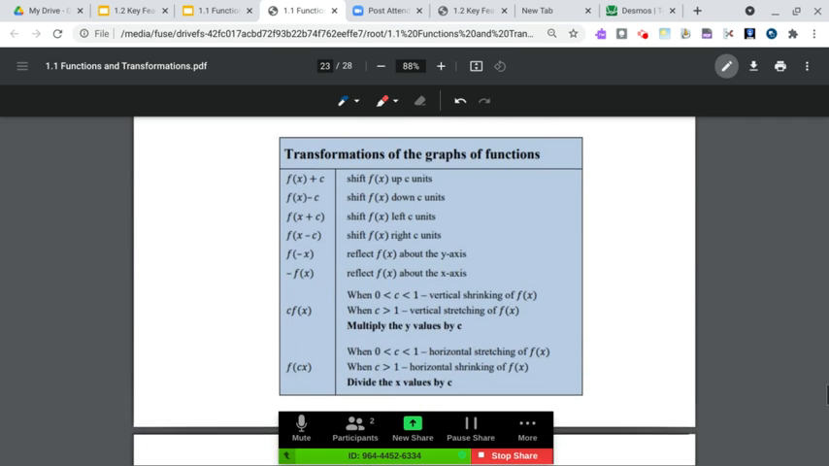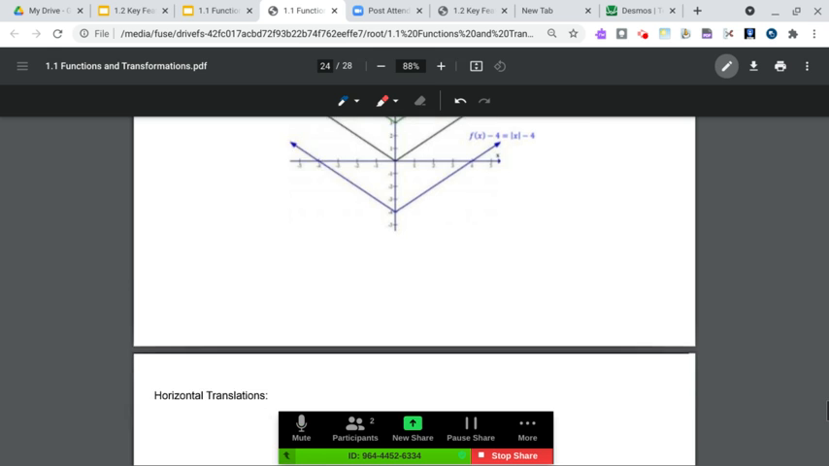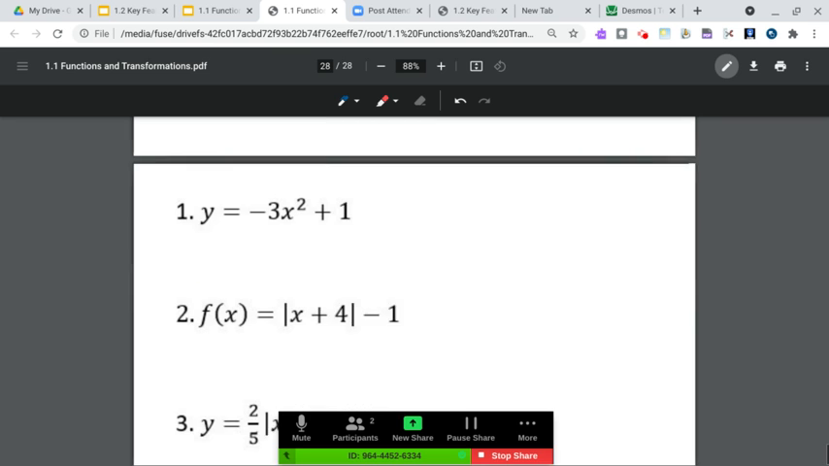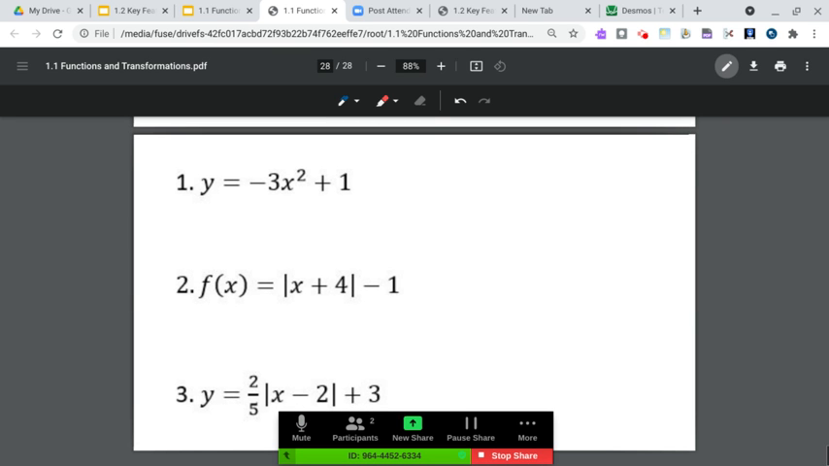Okay. I think we're good there. That's just more of the shifts. That's more of the translations. All right. Let's look at a few examples.